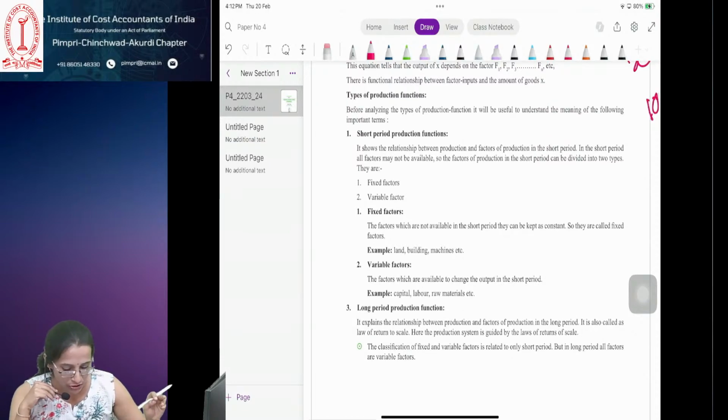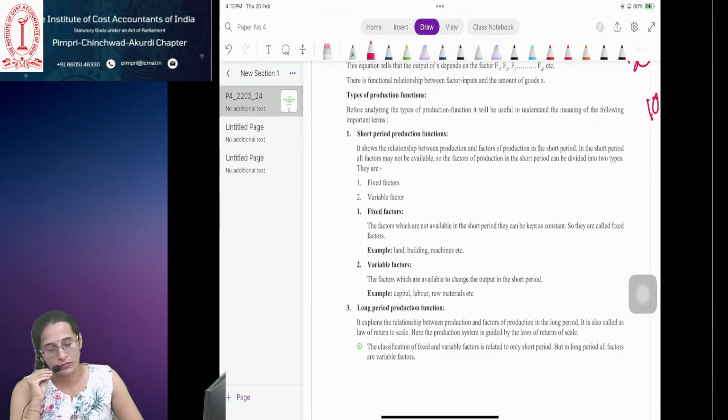Types of production function. Before analyzing the types of production function, it will be useful to understand the meaning of the following important terms: short period production function and long period production function. So we saw what is a production function, right? Piyush, can you tell me what is a production function? Quickly. Production of a particular product in quantity Qx is a function of F1, F2, F3 till Fn, the number of factor inputs, with a given certain level of technology, which is A, right? Clear? We saw what is production function.